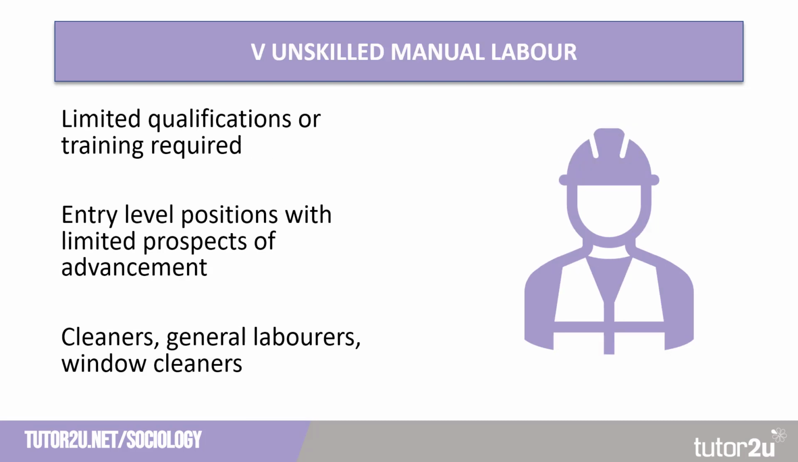The final category is unskilled manual labour, and this is where individuals will have limited qualifications or training is required. These are usually entry-level positions with limited prospects of advancement. For example, cleaners, general labourers, window cleaners. Individuals are largely working manually and require a low level of academic skill in order to complete their job.